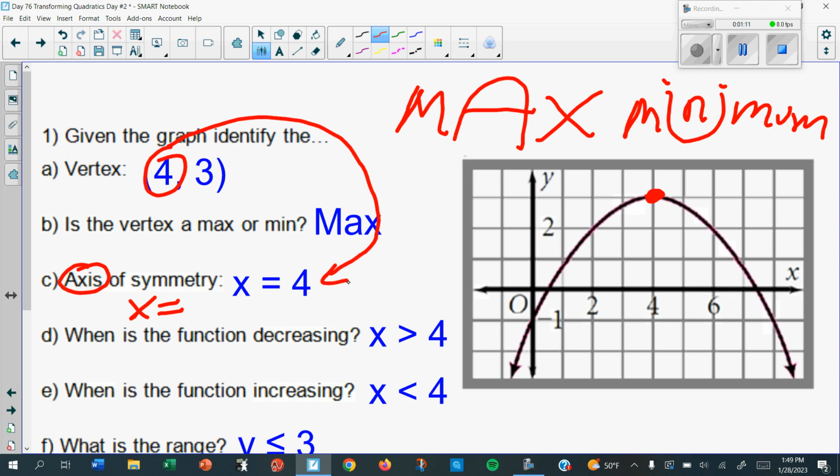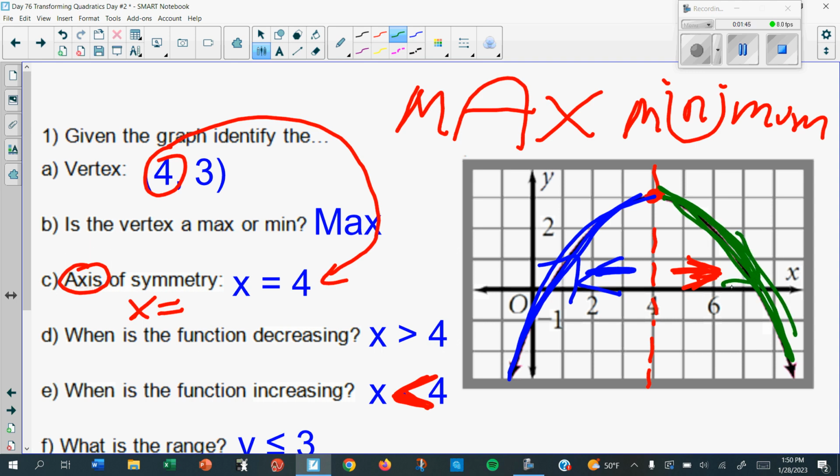Okay? When is the function decreasing? When is it increasing? So here's where the axis of symmetry is. It goes right down the middle of the U. So basically, what is it doing on this side of the graph? You can see how it's increasing on this side of the graph. So on this side of the graph, on the left side, it's increasing. What's it doing on this side of the graph? Well, on this side of the graph, it's decreasing.